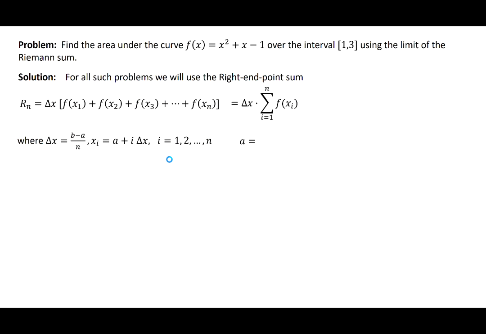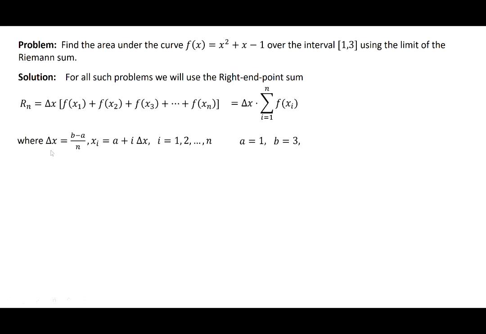Cool. So, let's identify. What is A? Look at the problem statement and please tell me what is A. What's the interval? Interval is 1 to 3. So that means A must be 1 and B must be 3. Exactly. Okay, so we need A and B. We got it. And we are going to split this into n intervals, so we don't know what n is. Just leave it as a variable n.